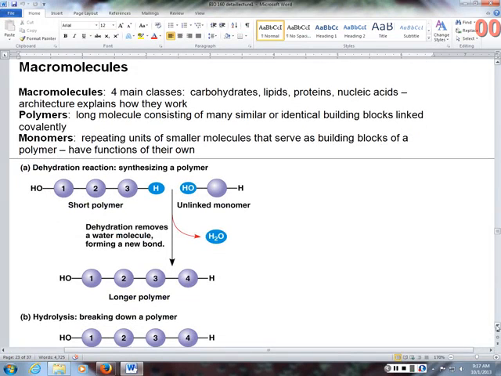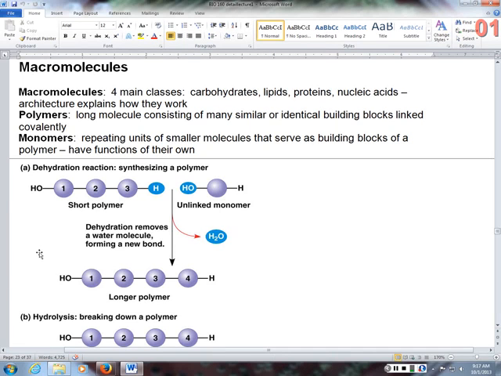A polymer is a long molecule consisting of many similar or identical building blocks linked covalently. Legos would be a good example of something that's like a polymer. You've got lots of pieces that fit together and you just keep hooking them in a line. Monomers are the repeating smaller units, the individual molecules that serve as the building block. Each individual Lego is a monomer, but you hook them together to make a polymer.